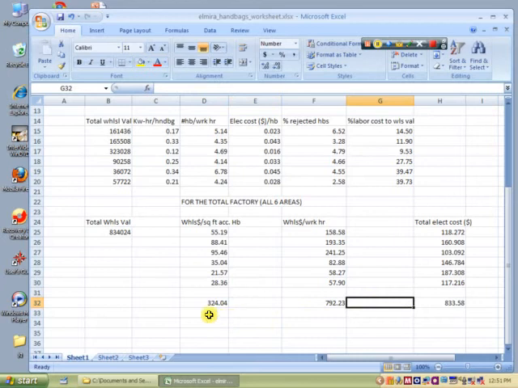And there it is. Here's your total wholesale values for each accepted handbag. For all your accepted handbags, this is your total wholesale numbers here. These are the wholesale dollars per worker hour, and here's your total electric costs.